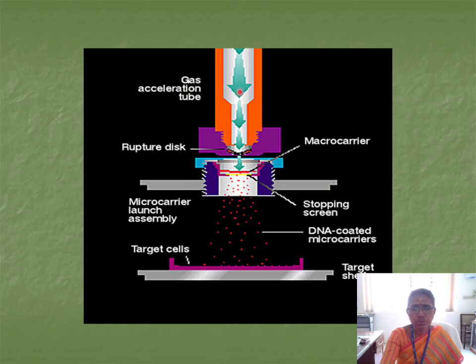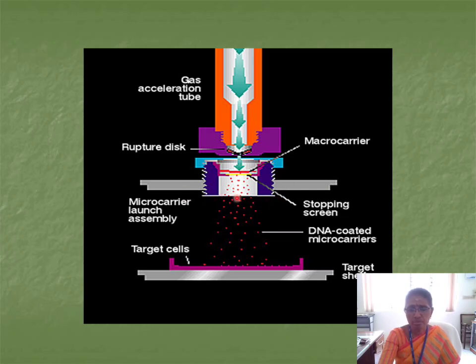This slide shows the inner structure of the gene gun. This is the gas acceleration tube through which the helium gas will pass. Below it is a rupture disc, a plastic device that will rupture at a particular pressure, namely, in the case of rice, about 1200 psi. After reaching 1200 psi, the rupture disc will rupture and release the helium gas at that pressure. Below it we have a macrocarrier. This macrocarrier is again a plastic device over which we have coated the microcarriers. The microcarriers are the gold-coated DNA particles.